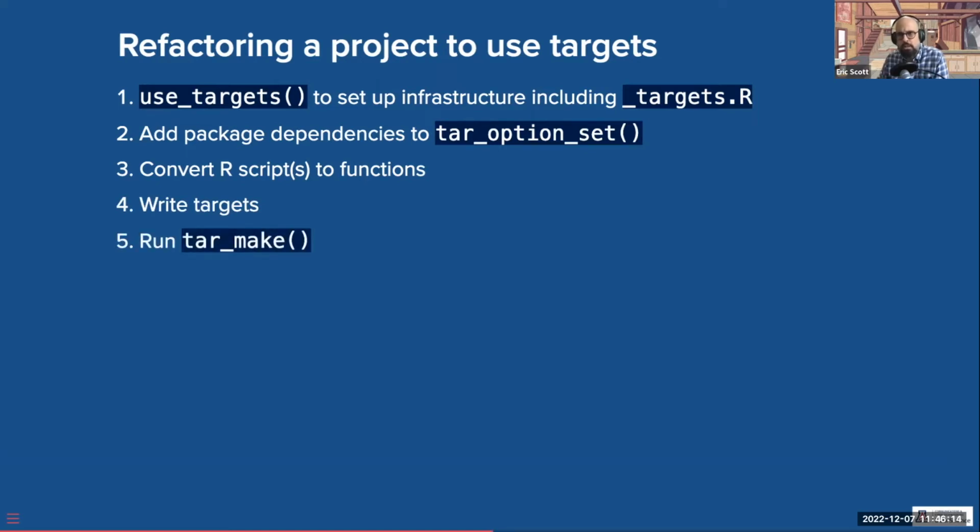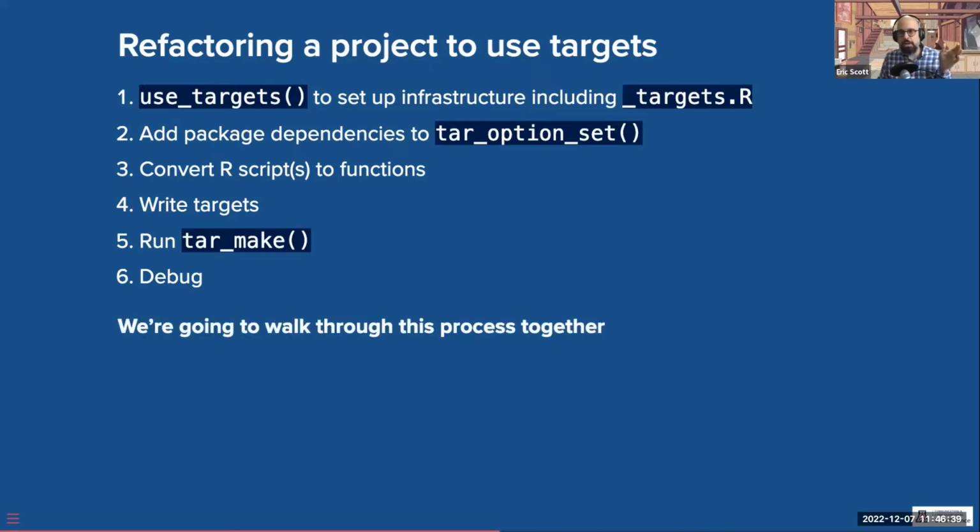Those 3 are usually best done iteratively, not all at once, right? You don't want to turn all the R code into a function, write all the targets, and then run tar_make and get a bunch of errors. You want to do it one step at a time, right? Start with the data, read it in, write a function to do that, write a target to do that, run tar_make, see if it works, and then move on. And of course, there's going to be debugging involved. So we're going to walk through this process together, and I'm going to cue you for what step we're doing and how we're doing it and how long we're taking, everything like that.